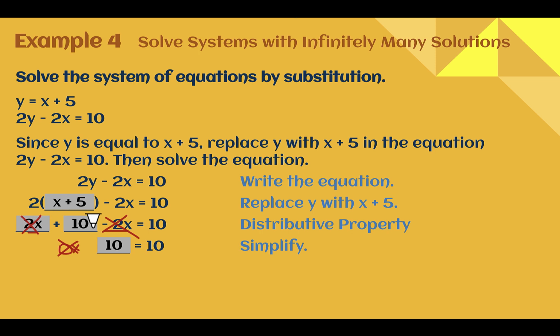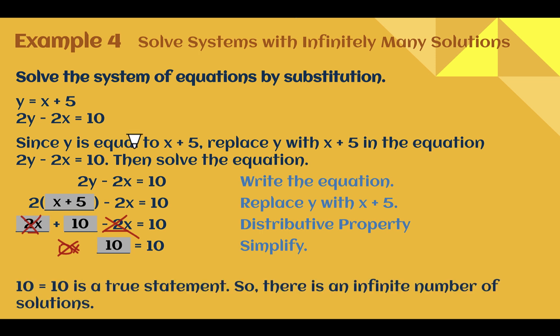If the equation is true, so in this case 10 equals 10, that means we have infinitely many solutions. These two lines are the same line, just written slightly different. If we were to graph them, one would be on top of the other. So in this one, we end up with a true statement at the end and no variable. There's an infinite number of solutions.